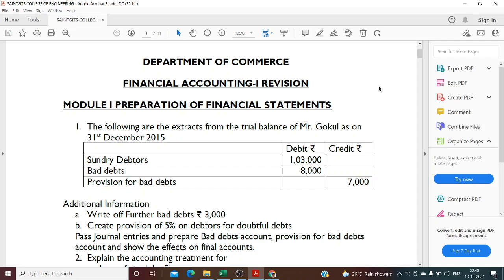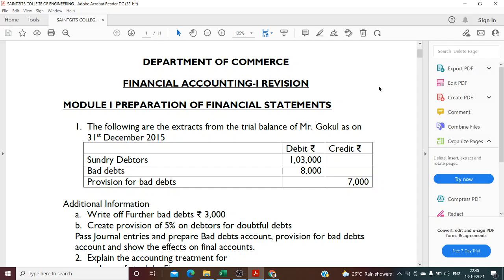Bad debts and provision for doubtful accounts. Question: the following are the extracts from the trial balance of Mr. Gokul as on 31st December 2015. Sundry debtors 1,03,000, bad debts 8,000, provision for bad debts 7,000.